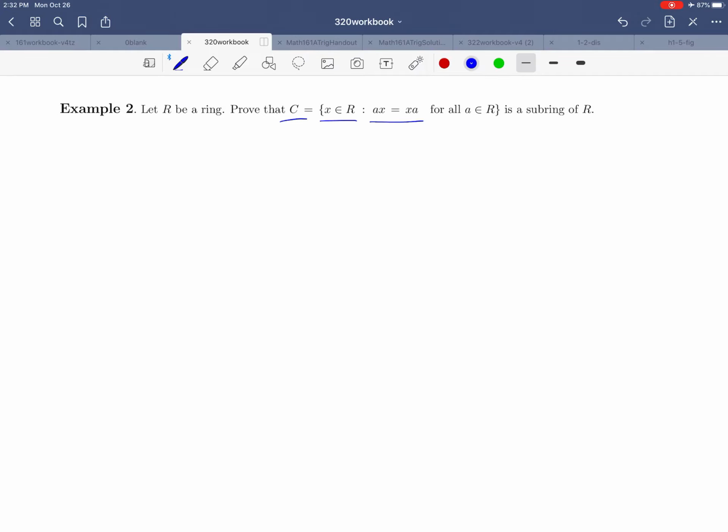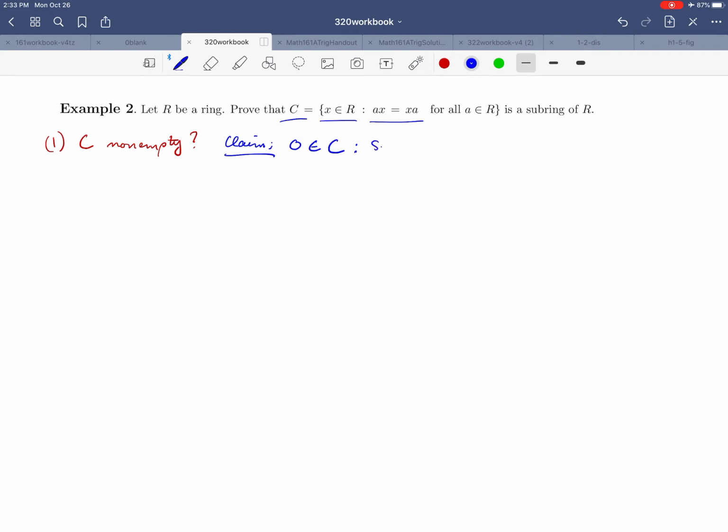Okay, so we're going to use our subring test, and so there are 3 things that we need to show are true about our set C. The first one is that C is non-empty. So is it non-empty? To show that it's not empty, it would be good to find something that's in it. And I'm claiming that 0, our additive identity, is in our set C. And let's see why that is true.